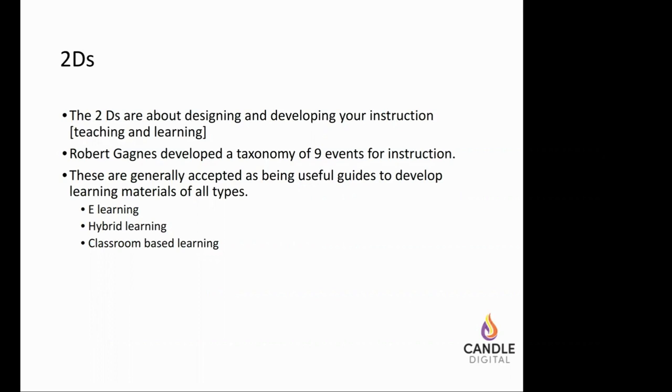And Robert Gagne's, I think that's how you pronounce it, I've never been entirely sure, but he came up with 9 events for instruction, which I've always found very useful just to refer to. So his suggestion is that there are 9 events that need to happen in order for instruction, for learning, to be effective. So they are useful whether you're doing class-based learning, whether you're doing e-learning, or whether you're doing hybrid learning. The only difference is obviously you need to consider about where and how those events will actually take place.